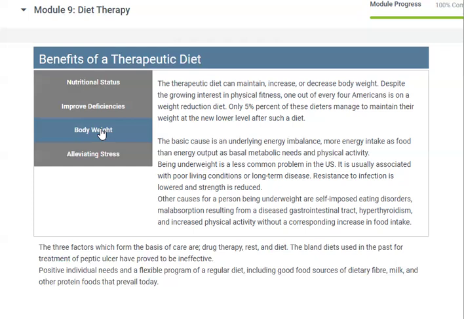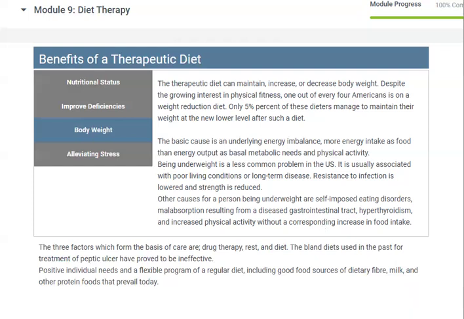It is usually associated with poor living conditions or long-term disease. Resistance to infection is lowered and strength is reduced. Other causes for a person being underweight are self-imposed eating disorders, malabsorption resulting from a diseased gastrointestinal tract, hyperthyroidism, and increased physical activity without a corresponding increase in food intake.